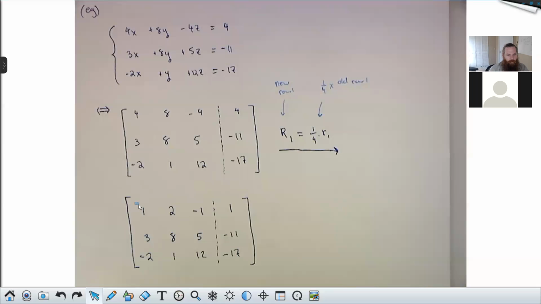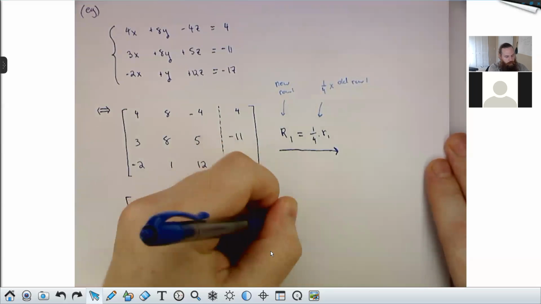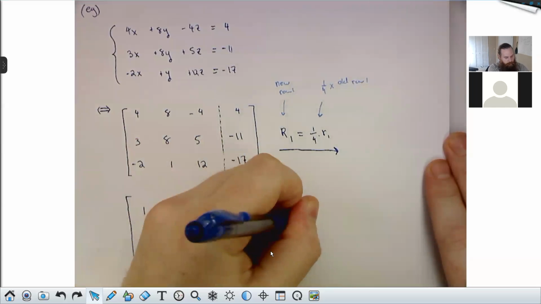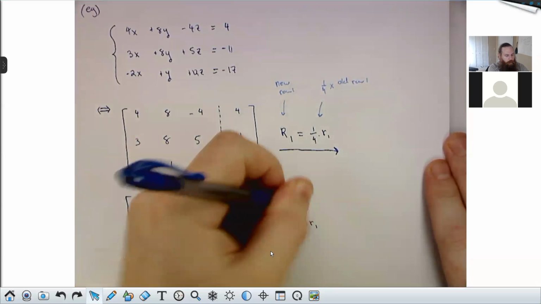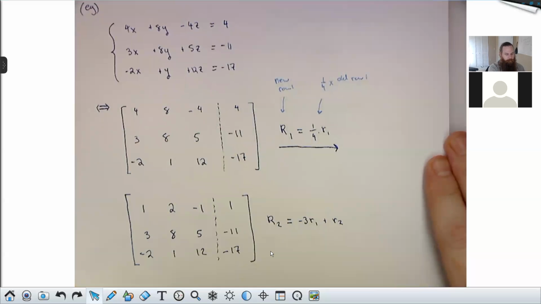Well, if I take this middle row and I change it by adding -3 times this first row to it, -3 times 1 is -3. When I add that here, I would get 0. So the row operation I'm going to do is my new row 2 will be -3 times my old row 1 plus my old row 2. That's the notation.